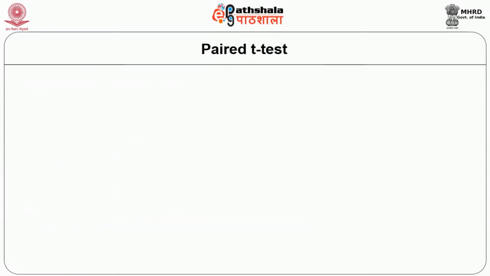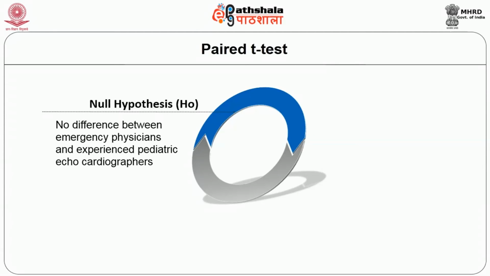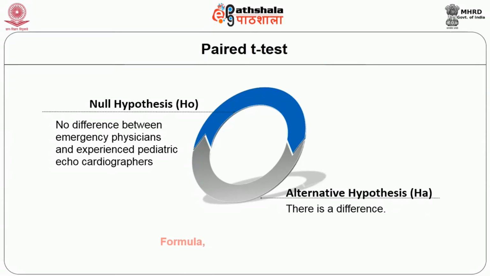Therefore, these two experts measured the same thing and we want to see is there an agreement or a difference between these two experts. So, the null hypothesis is that there is no difference between emergency physicians and experienced pediatric echocardiographers, which is shown in the slide, and the alternative hypothesis is that there is a difference between these two experts. The formula, as I was telling you, is t equals d bar, where d bar is nothing but the mean of the difference, not the actual values, divided by the standard deviation of the difference and by the square root of n, which is called the standard error.